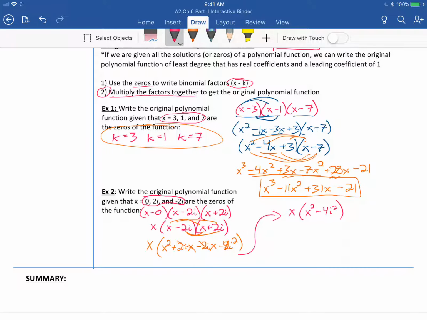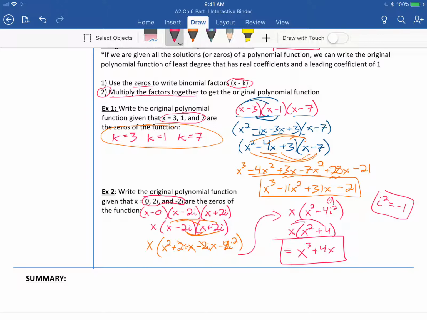If you remember, what goes into i squared? i squared is always equal to negative 1. So if I plug in negative 1, this is going to be x squared plus 4, because negative 4 times negative 1 is positive 4. And then my last step is to distribute the x in, so I get x cubed plus 4x.